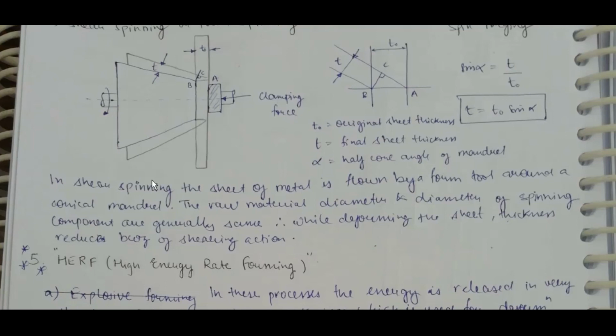In shear spinning, the sheet metal is flowed by a form tool around a conical mandrel. The raw material diameter and the diameter of the spun component are generally the same. Therefore, while deforming, the sheet thickness reduces because of shearing action.